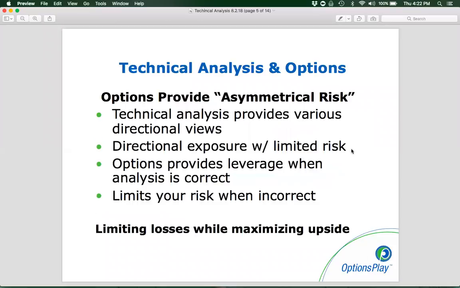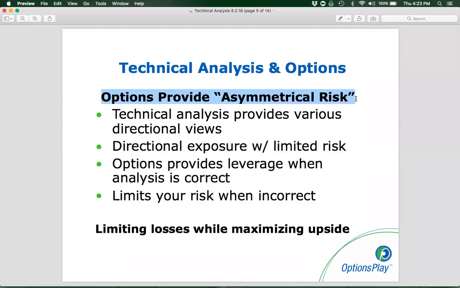So with that, what I really want to cover is why technical analysis and options are such a good combination. It really comes down to the fact that options provide you with what we call asymmetrical risk. Asymmetrical risk means the risk to reward is not symmetrical. Unlike options, a stock trade has symmetrical risk, meaning for a stock trade, if the stock goes up by $1, you make $1. If the stock goes down by $1, you lose $1. Options, it's not the same. When the stock goes up by $1, you might make 50 cents. When the stock goes down by $1, you might lose 25 cents. So that's what we call asymmetrical risk.